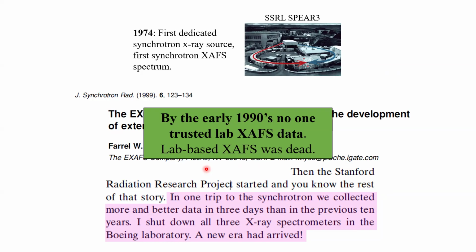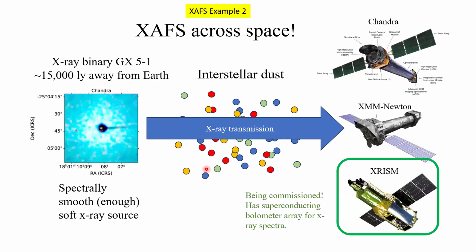Okay. So by the early 1990s, no one trusted laboratory XAFS anymore, and it largely died out, not completely, but largely. So if you don't have a synchrotron, the obvious thing to do is to find an X-ray binary and use that to light your sample from behind. Okay, maybe it's not the obvious thing to do, but you could do it. And so this was done in a space experiment with the goal of understanding the local structure in interstellar dust, to try to determine the mineral phase of silicates in interstellar dust.